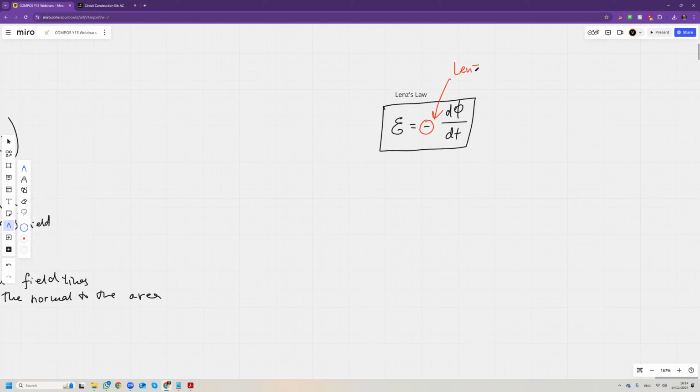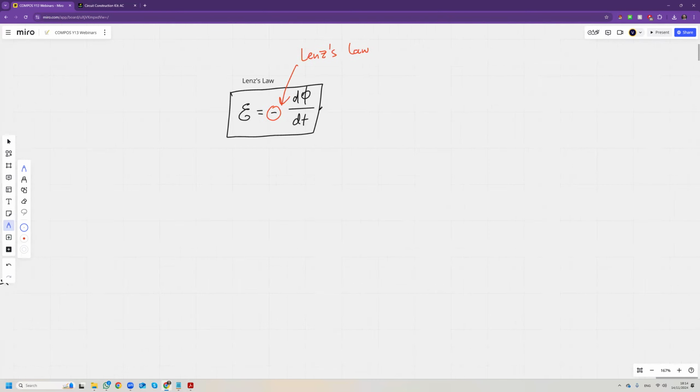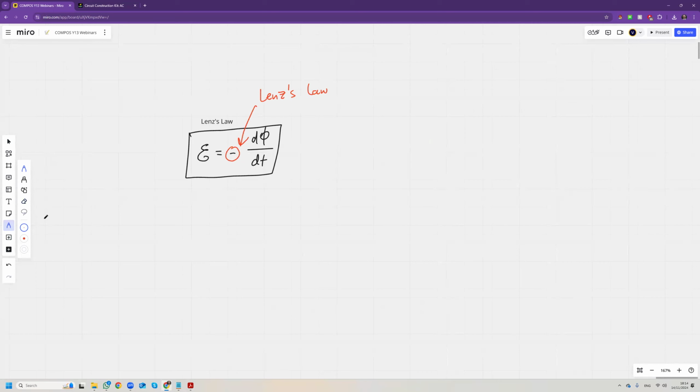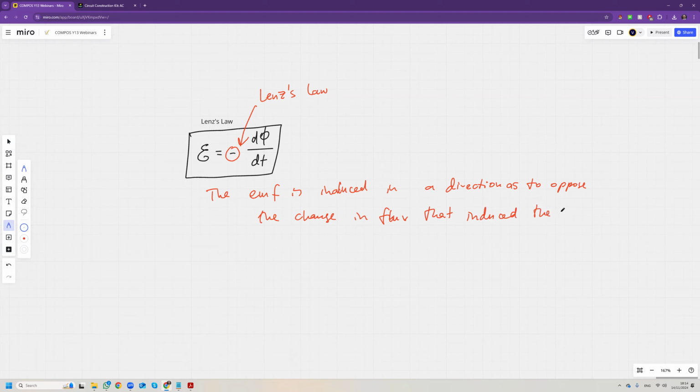So Lenz's law. What it says is that the EMF is induced in such a direction as to oppose the change that induced the EMF in the first place. The EMF is induced in a direction as to oppose the change in flux that induced the EMF in the first place. And this is a mouthful.